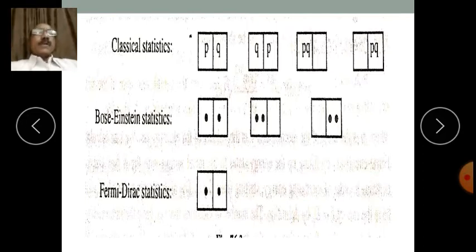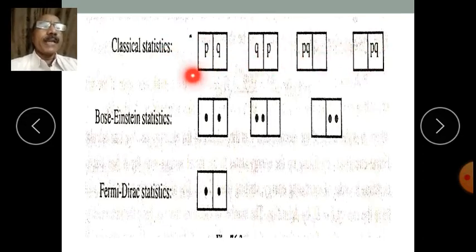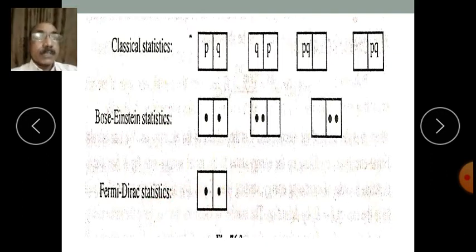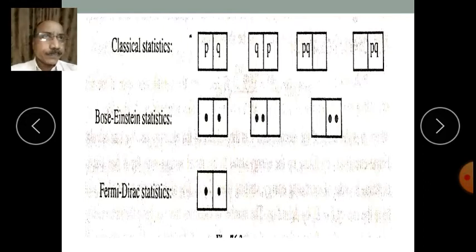Identical, distinguishable, isn't it? And can occupy, there is no restriction on the particles occupying the same energy state. We get four microstates. Here for bosons we get three microstates. For fermions we get only one microstate. So the number of microstates depends upon the nature of the particle.